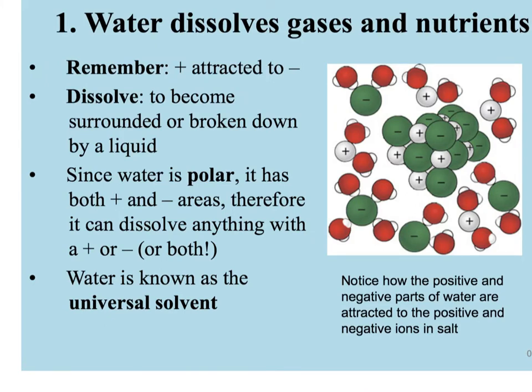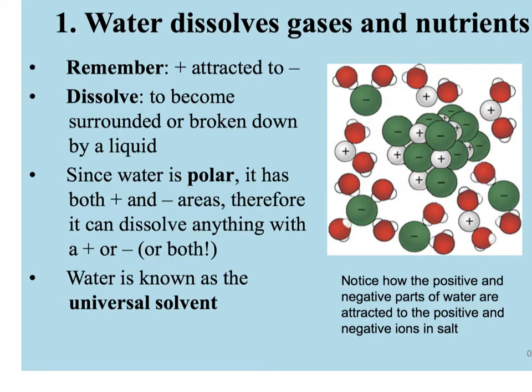Alright, so important property number one. Water is known as the universal solvent. And what that means is that water can dissolve lots of substances. And the reason why it can do that, again, is because water is polar. So, salt water, okay, it is basically a solution. I'm going to talk about what solutions are in a minute because it's related to this.